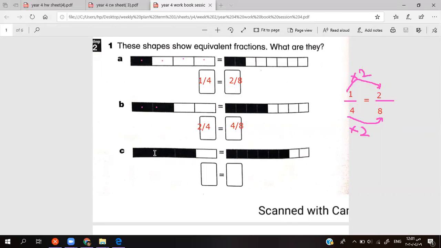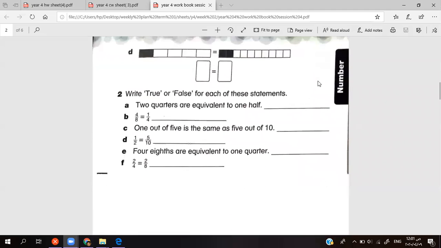Okay, here how many parts are colored? 3. 3 from how many? From 4. They are all 4. Here how many parts are colored? 1, 2, 3, 4, 5, 6. 6 parts are colored from how many? From 8. I hope you got the answer right. Okay. Great.